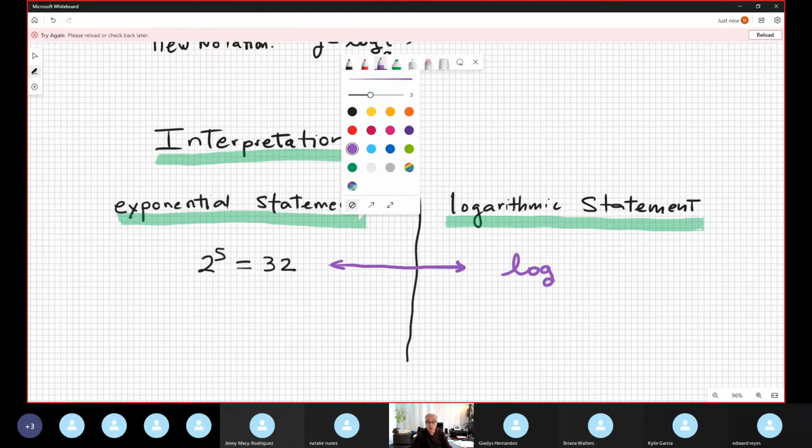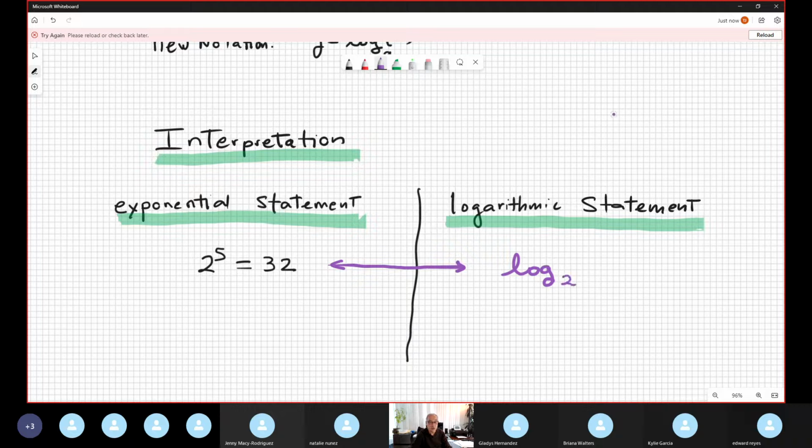The base is 2. How do you know it's 2? Because it's the base for the associated exponential. Inside the parentheses, you put the number, and outside, give me one number. Inside the parentheses, 32, and outside the parentheses, 5.